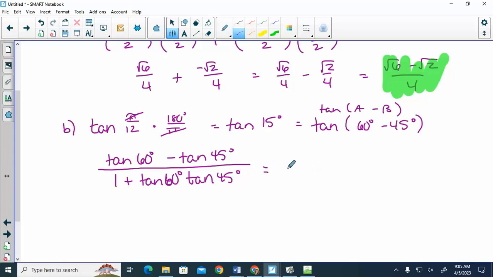Okay, tangent of 60. So if you fold in your 60, tangent square root of the top over square root of the bottom. So radical 3 over radical 1 is radical 3. Minus tangent of 45. Radical 2 over radical 2. 1 over 1 plus tangent of 60. We said was radical 3 times the tangent of 45. So times 1.